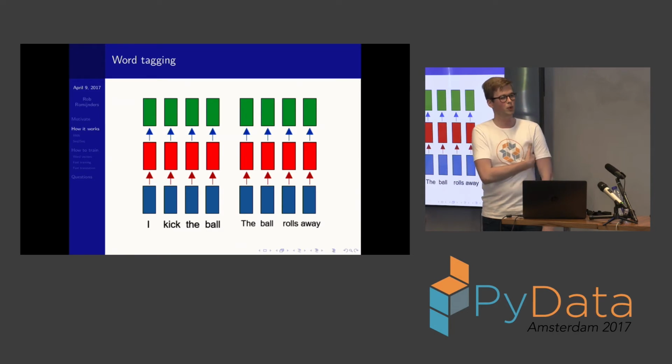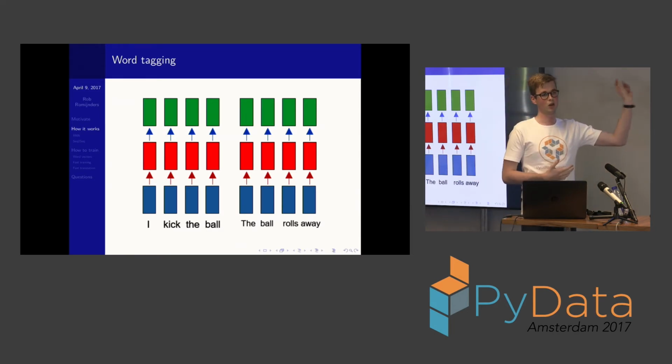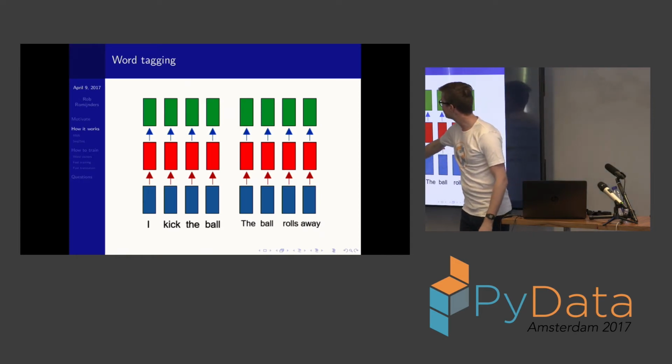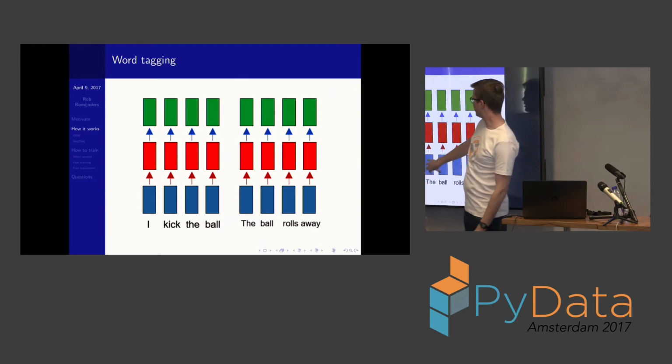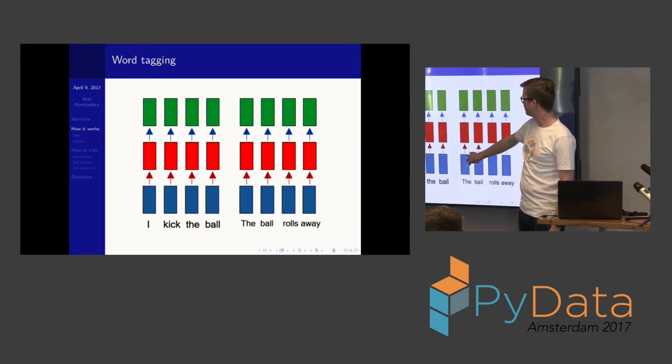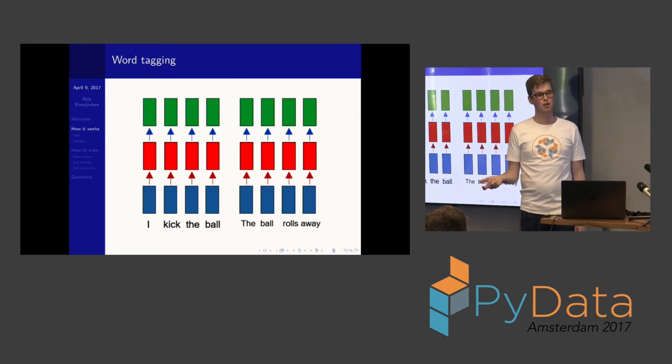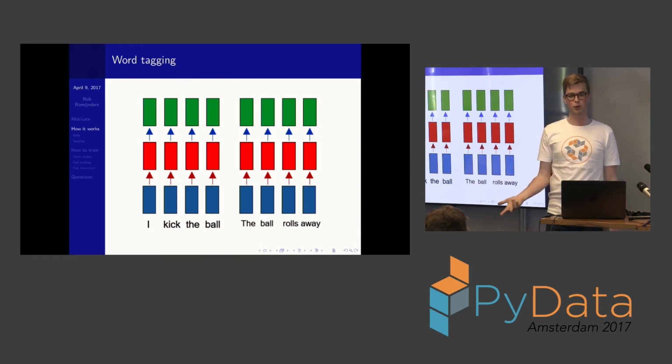But something will not quite work in here. In the first case, the ball was the object, and the neural network would then classify this as an object. But here it is a subject. So how would the neural network distinguish between the two? And that is where a recurrent neural network comes in.